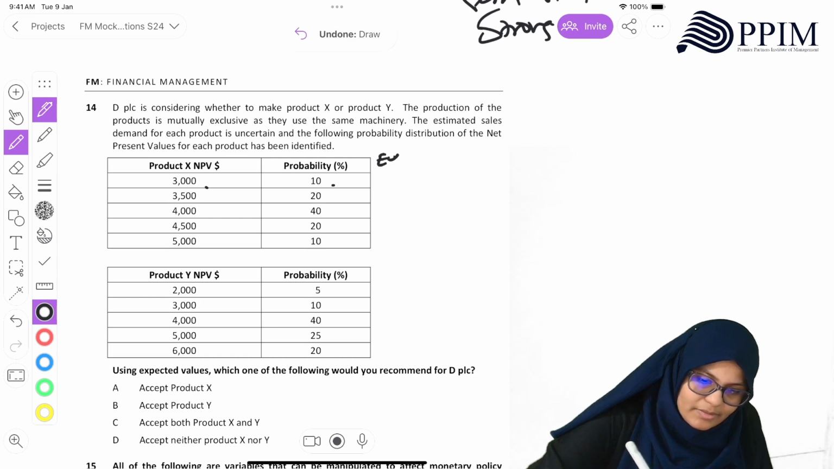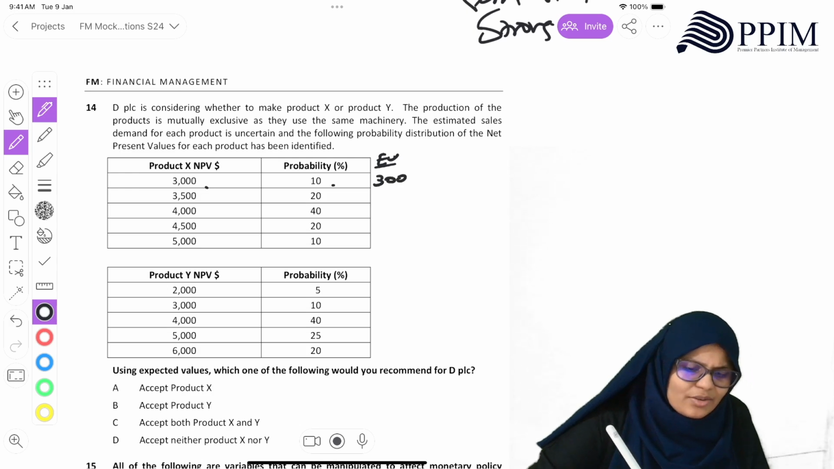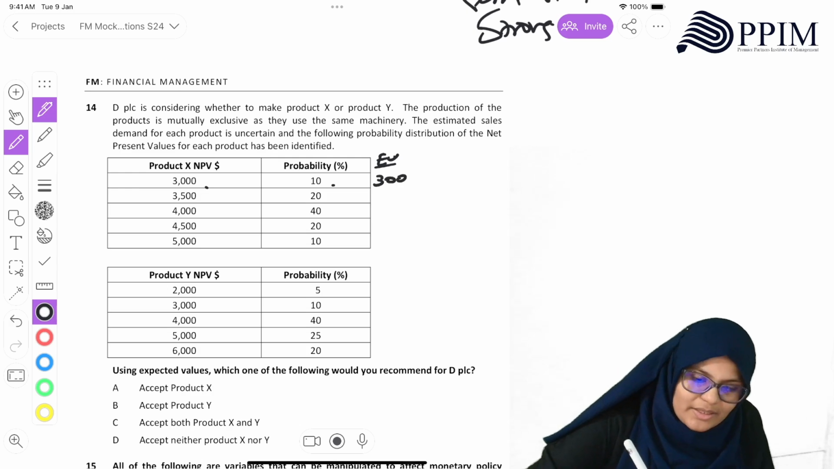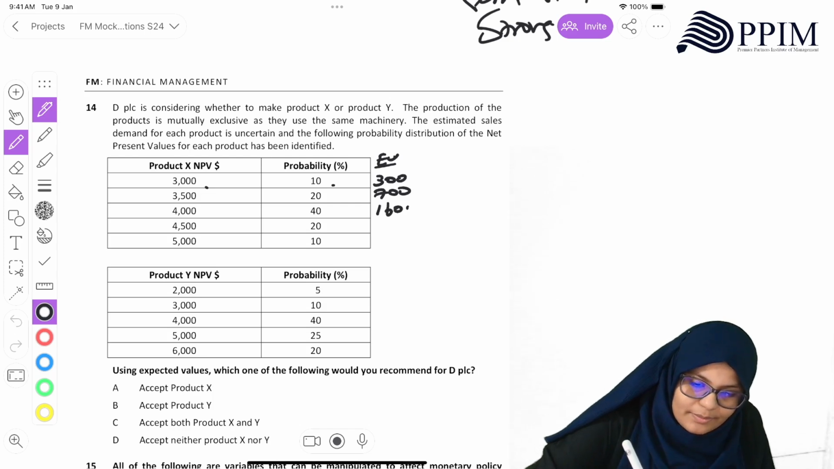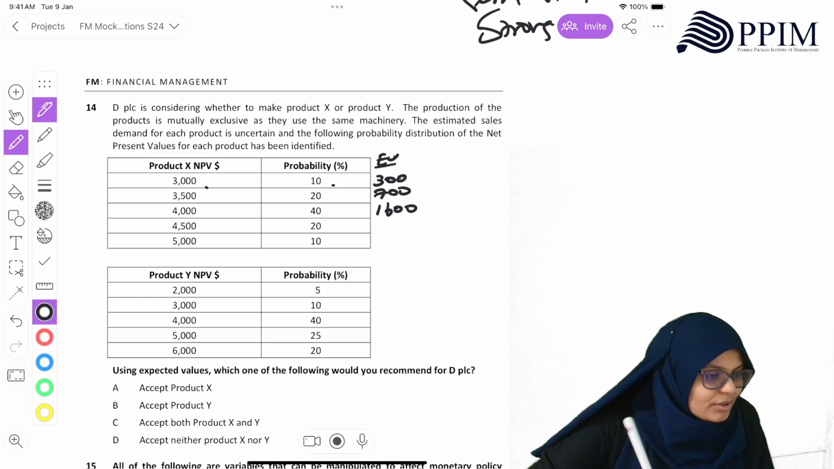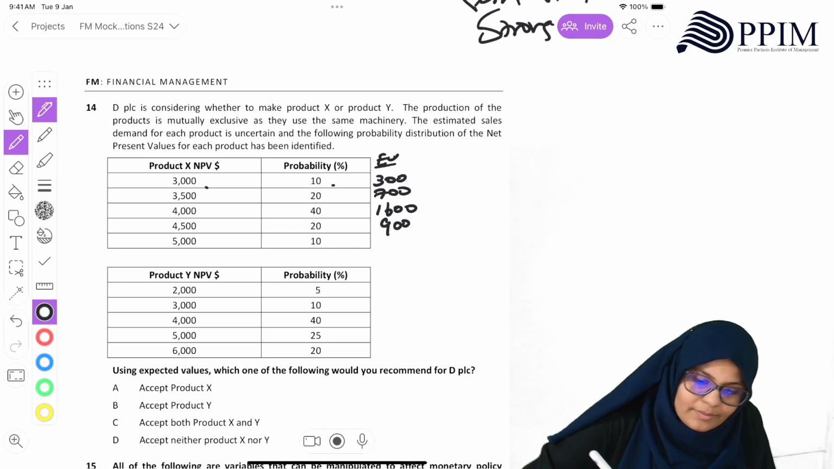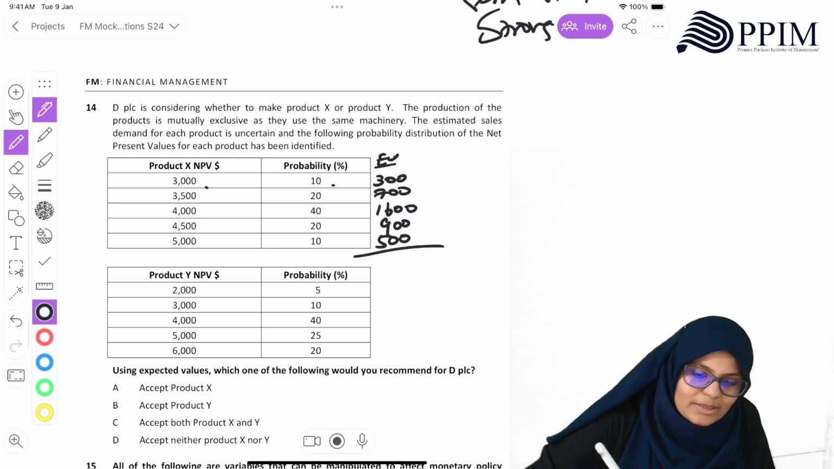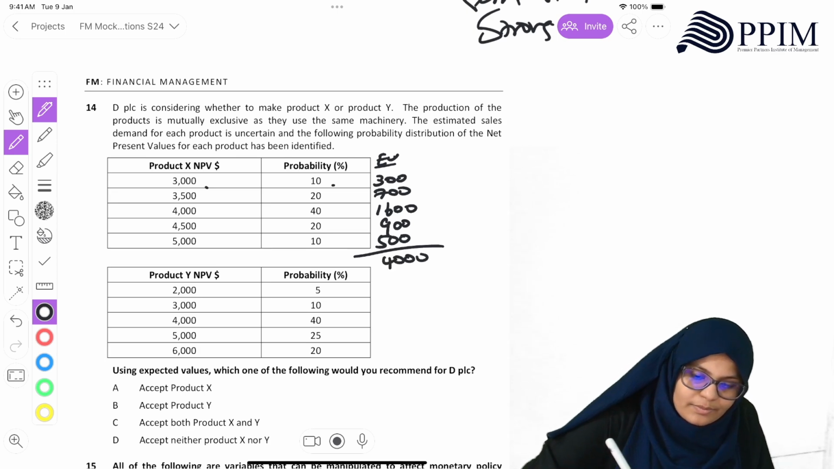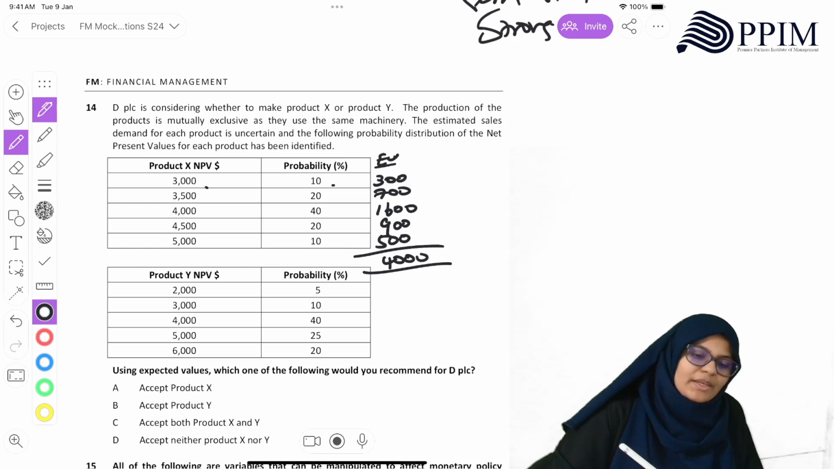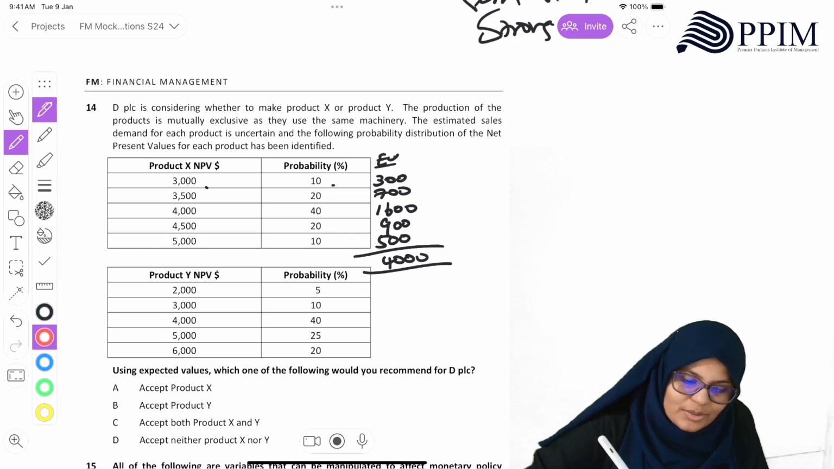Just put it as expected value. 3000 into 10 will be 300. 3500 into 20% will be 700. 4000 into 40% will be 1600. 4500 into 20% will be 900. And 5000 into 10% is 500. So the total expected value for product X, you can add it up, it will be 4000. Okay. So same thing you need to do for product Y as well.